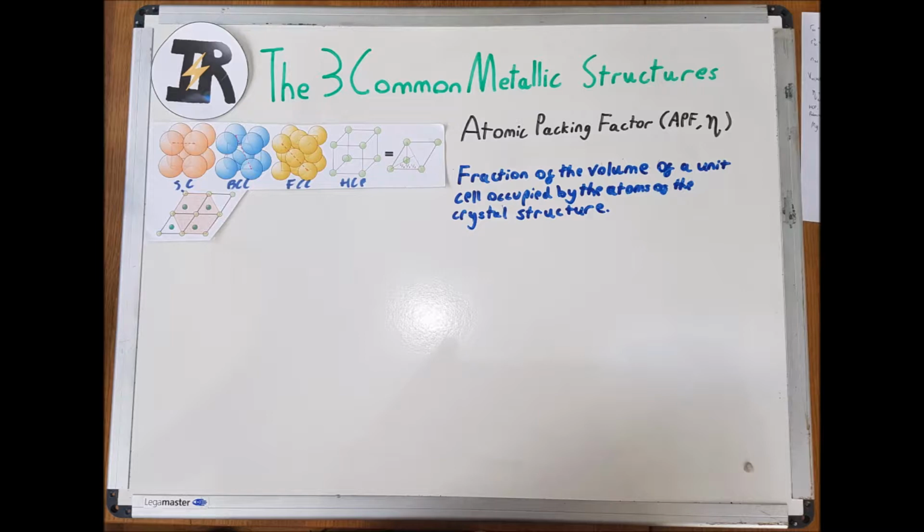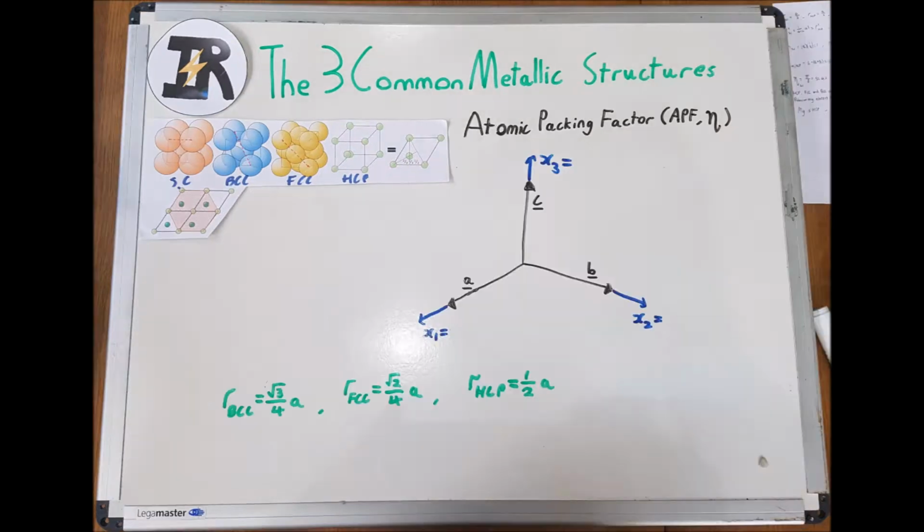To determine the atomic packing factor values, we first have to find the relationship between the atomic radii of the atoms of that structure and the lattice parameters of that structure. The three base vectors A, B, and C of a unit cell lie along the three axes x1, x2, and x3 respectively, as shown on the board, and define the form of the parallelepiped of the unit cell. The magnitudes of the base vectors and the angles between them are the lattice parameters of a unit cell.